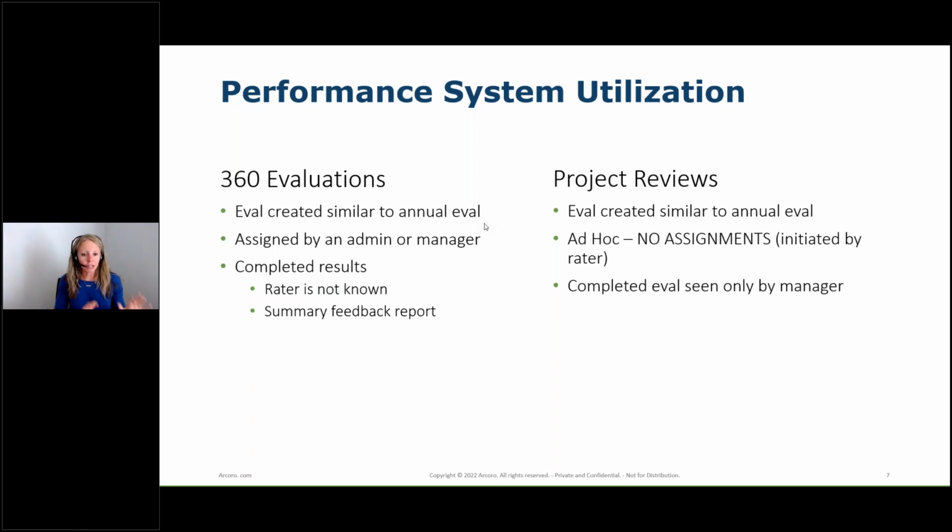These are an anonymous way to get feedback. So what I've seen people do here is maybe the executive team rates each other through 360s. I have seen where right before annual evaluation forms, employees have a bunch of different people rate them, whether that be peers or other people they've been working with. So the 360 is truly anonymous feedback, and you just get this summary in the end. Like I said here, completed results, the rater is not known, and then you get a summary feedback report.